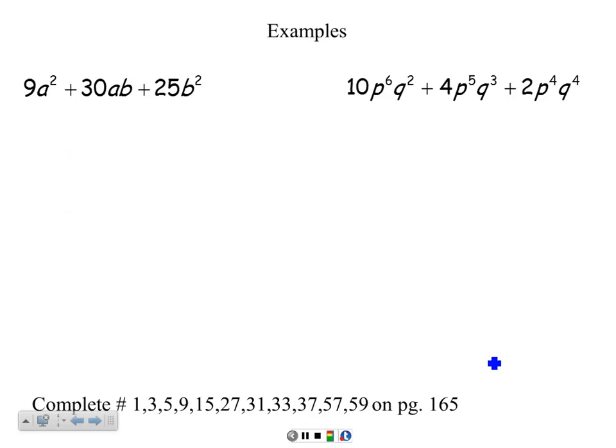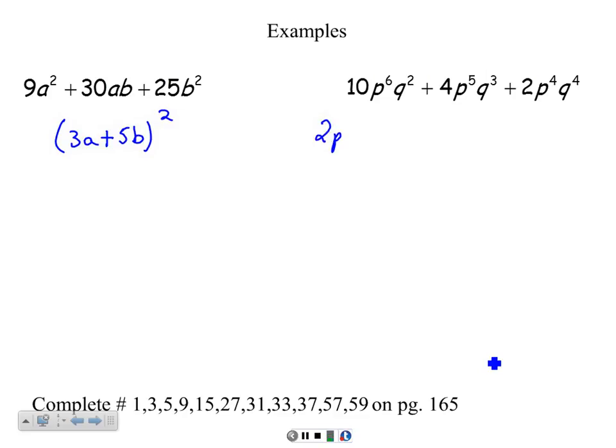Alright, last 2 problems. The one on the left, this is your perfect square trinomial. There's nothing in common. And remember, a perfect square trinomial will go to a binomial squared. You're going to match that first sign, so it is going to be plus. And the square root of 9a squared is going to be 3a. And the square root of 25b squared is going to be 5b. And you're done.